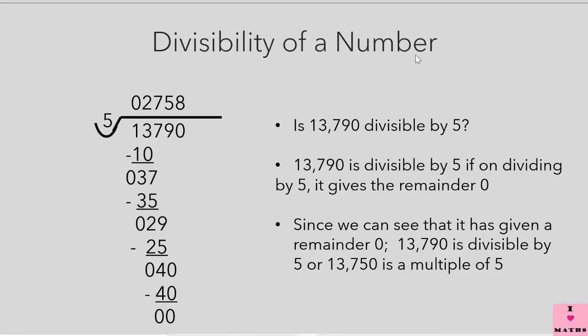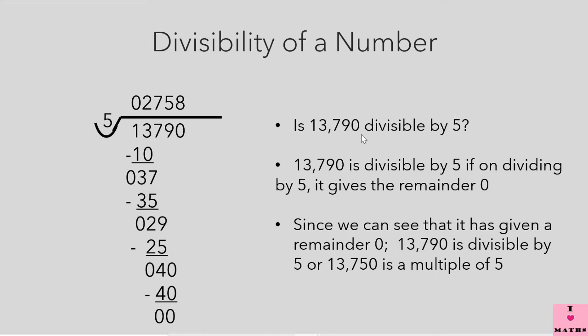Divisibility of a number. It means, children, we want to find out whether a given number, for instance this number, can be fully divided by some other number. In this slide, we are going to check whether 13,790 is divisible by 5 or not. To do this, there are two methods.